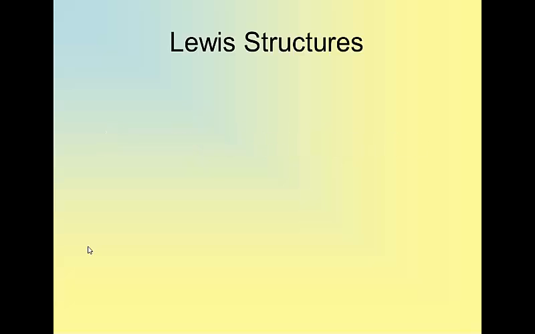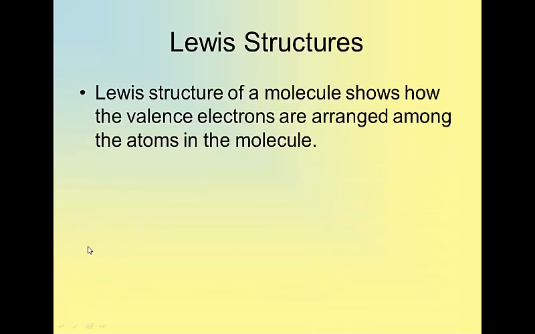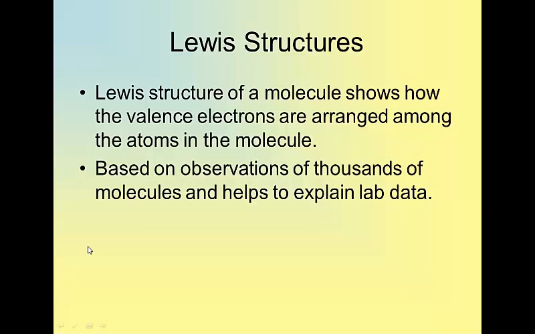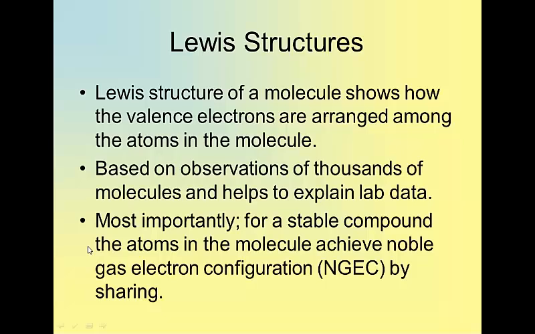Lewis structures. A Lewis structure of a molecule shows how the valence electrons are arranged among the atoms in the molecule, based on observations of thousands of molecules, and helps to explain lab data. They get the noble gas electron configuration by sharing electrons. Please remember, ionic compounds achieve noble gas electron configuration, I call it NEGEC for short, by gaining or losing an electron. Molecular compounds are going to achieve noble gas electron configuration by sharing electrons.